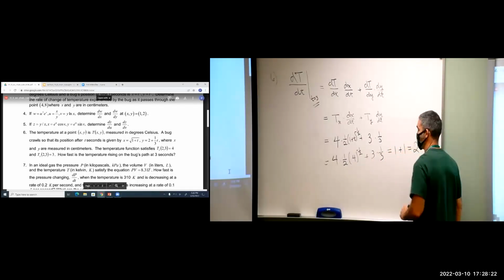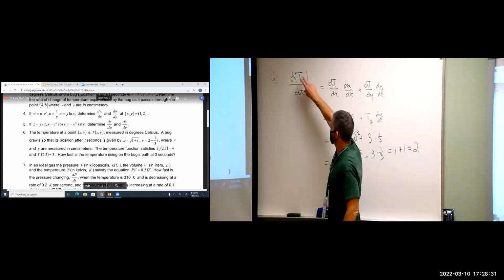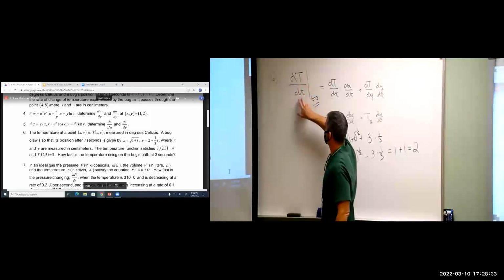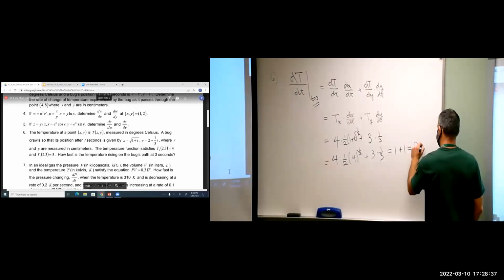Now we're in a context. What are the units on that 3? And if you're not sure, go back to where we started. What were the units on capital T and little t? Degrees Celsius per second.